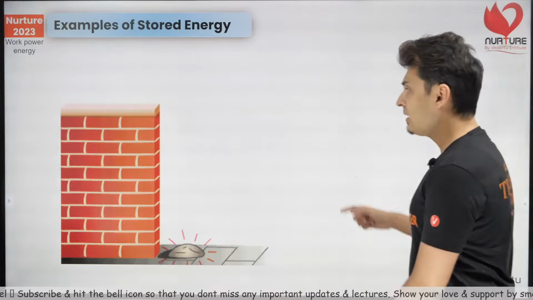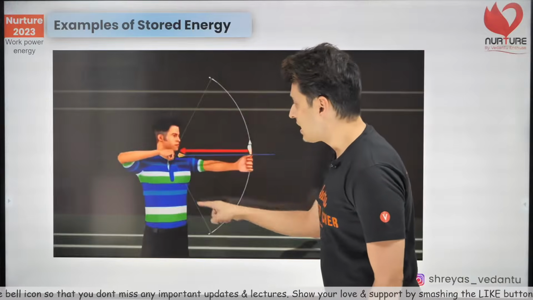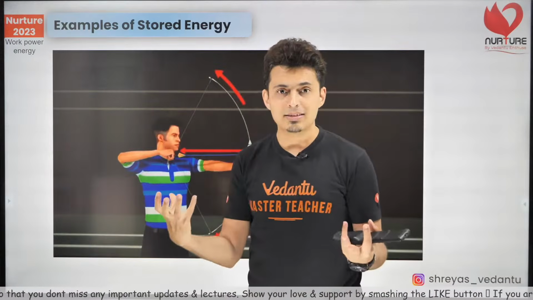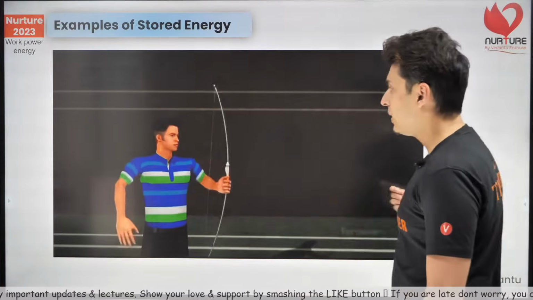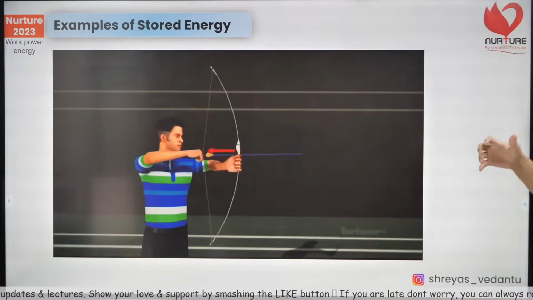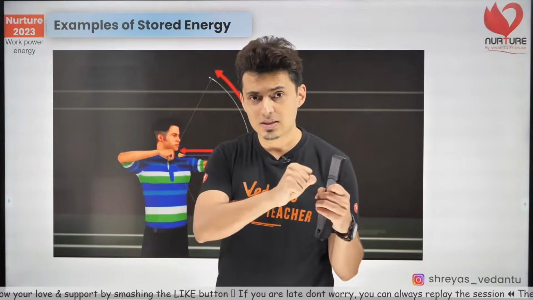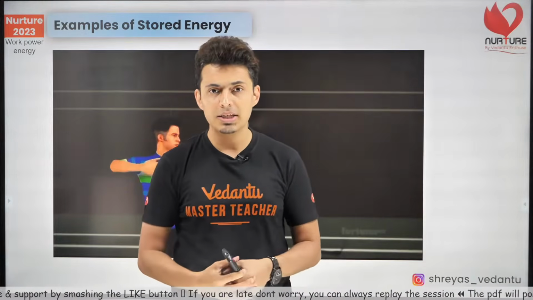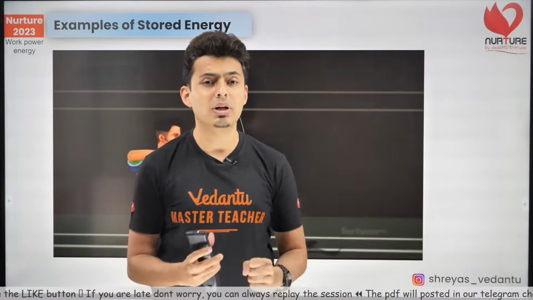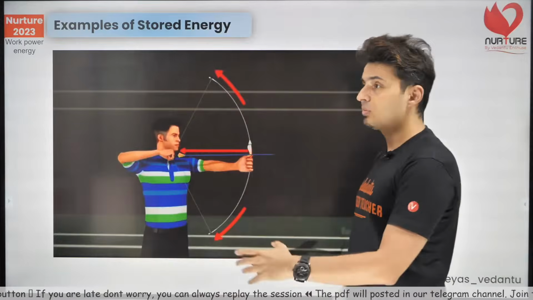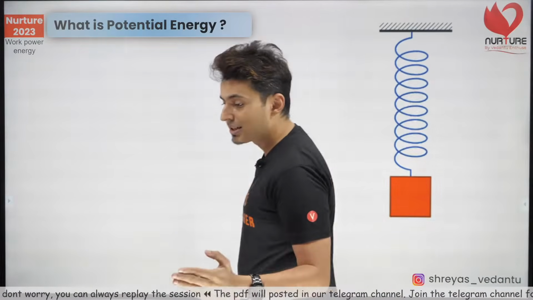Now, another stored form of energy is this bow and arrow. So you can see this string has stored that energy, and that stored energy goes into that arrow. You can see that very clearly. And there are many more examples that I can think of, like a spring which is compressed also stores energy. I can take charges and store energy. I can take magnets and store energy. So you can see all these stored forms of energy are nothing but what is called potential energy.